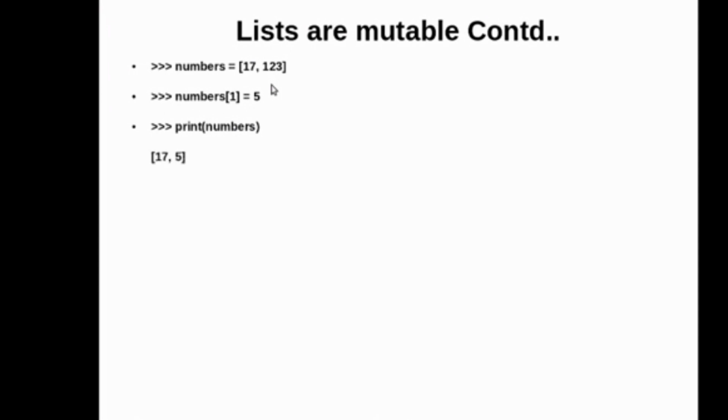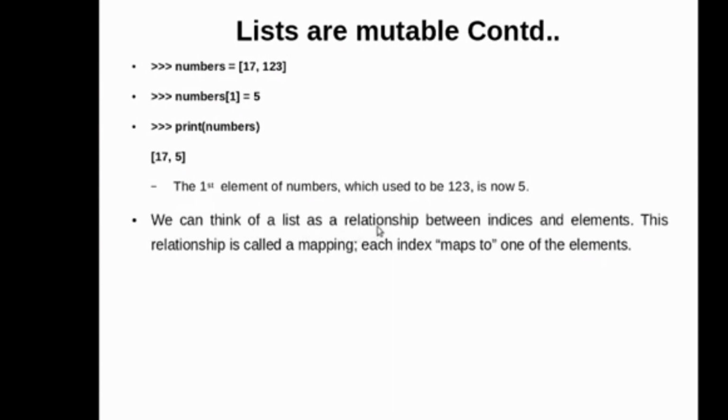So if we print numbers, instead of 17 and 123, we got 17 and 5 because 123 has been replaced by 5. This is what the lists are mutable. The second element of the numbers which used to be 123 is now 5. We can think of list as a relationship between indices and elements. This relationship is called a mapping. Each index maps to one of the elements. Like here, numbers of 1 means index 1 is mapping to 123. Similarly, index 0 will be mapping to 17.